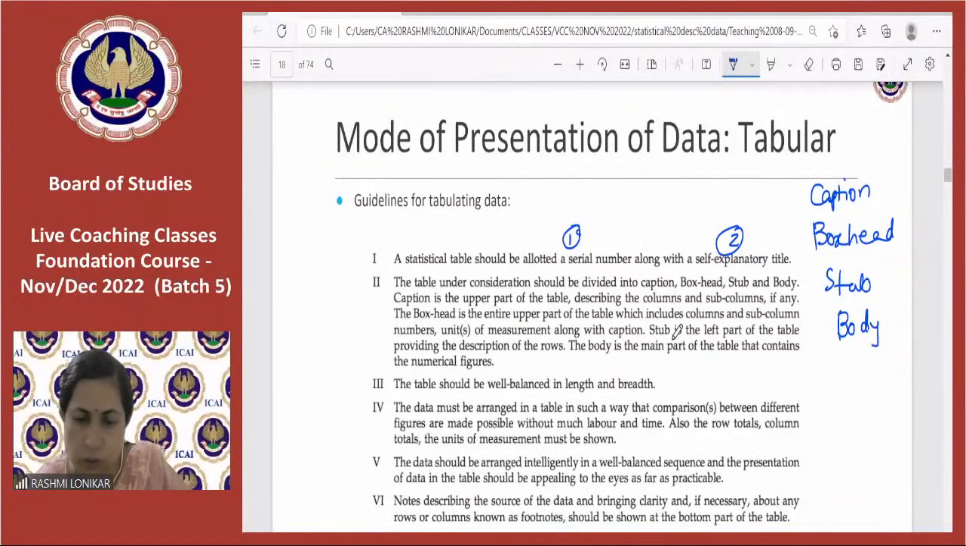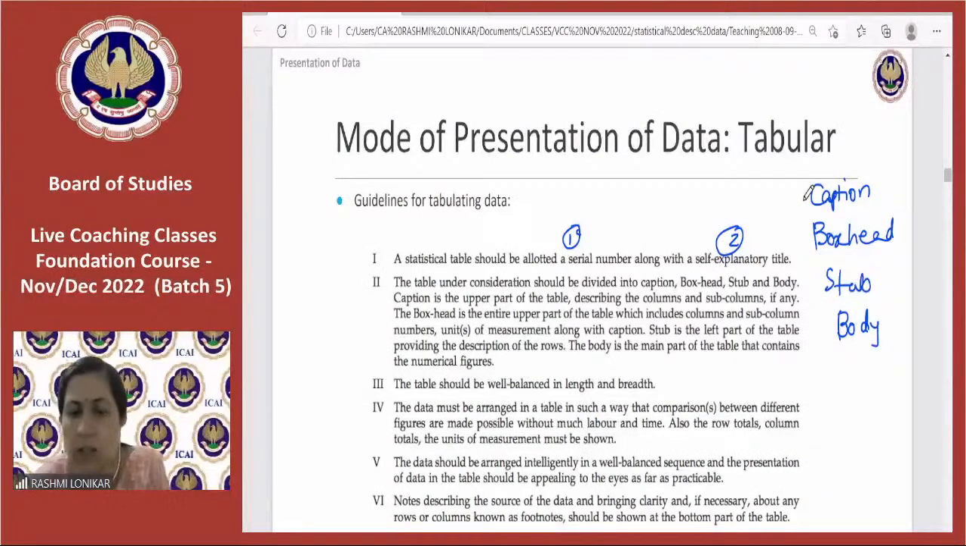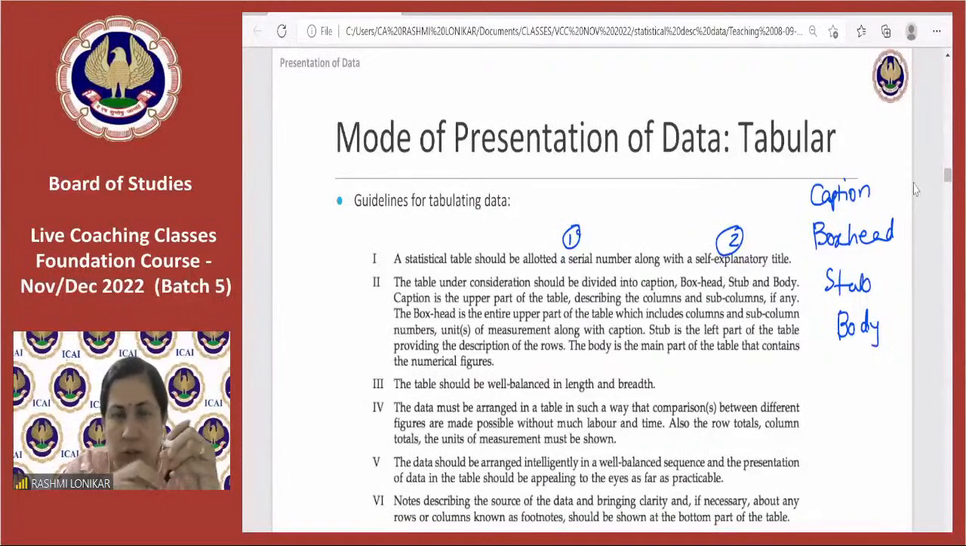So we will do this. Then what is the caption? Caption will be the upper part of the table, which is describing the rows and columns. Okay. Which is describing the columns and subcolumns. Then what is the box head? It will consider the whole thing. The whole upper part of the chart is your box head, where you're describing the columns and the subcolumns, so that is going to be your box head.